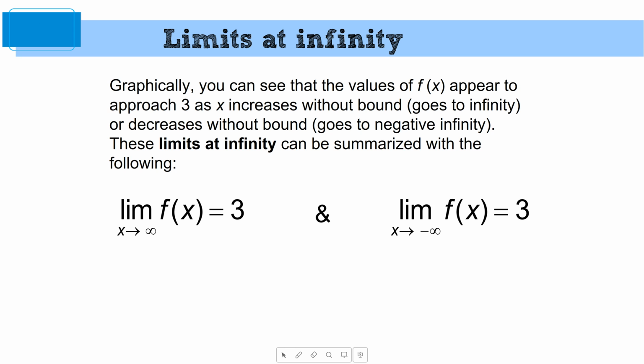Okay, so there they are summed up. As x approaches infinity, we get a value of 3. As x approaches negative infinity, we get a value of 3 also. Okay, that's different than what we did Tuesday, because Tuesday it would say something like as x approaches 3, and we would get an answer of positive infinity going up, up and up and up.